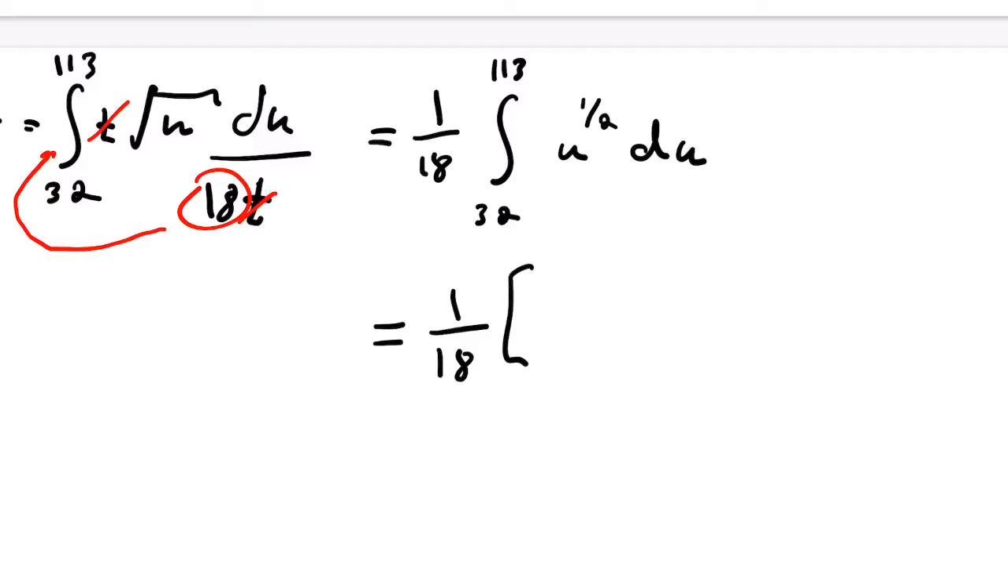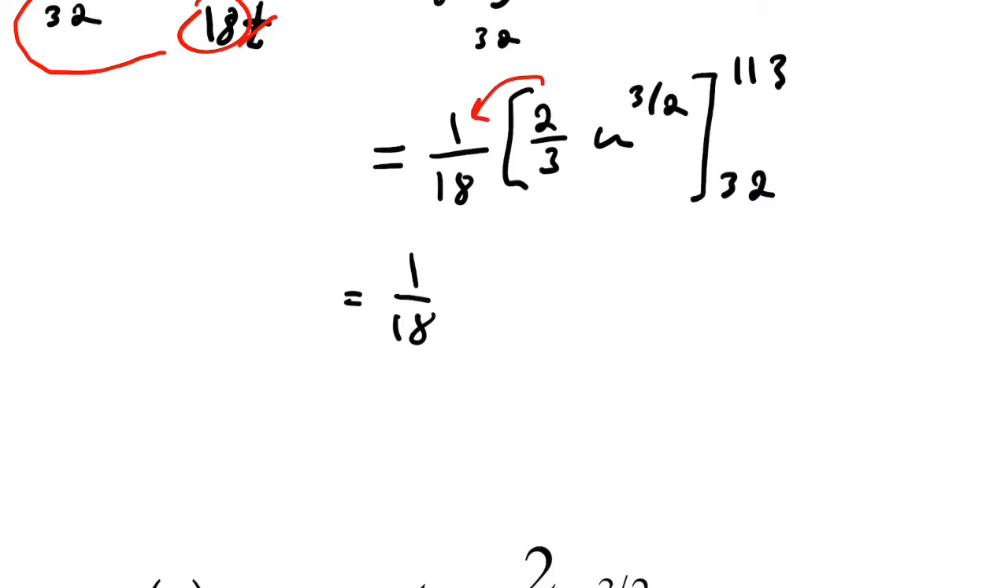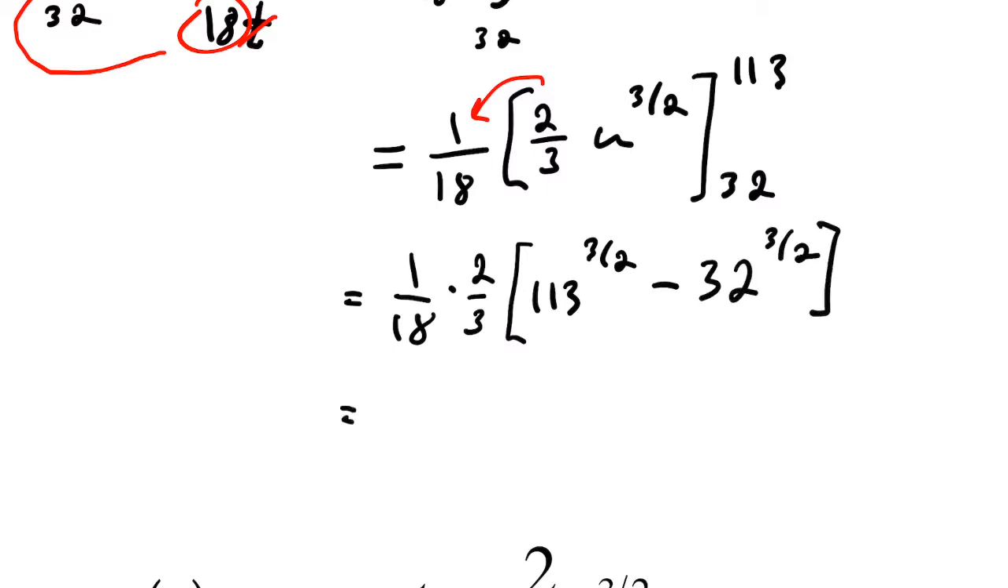The antiderivative of u to the 1/2 would be 2/3 u to the 3/2. And our boundaries on that are 32 and 113. I'm going to pull this 2/3 out front and multiply it with the 1/18. So we'll have 1/18 times 2/3. And then I have u to the 3/2, so that'd be 113 raised to the 3/2 minus 32 raised to the 3/2. From here, we're going to get decimals no matter what we do. So I'm just going to throw all this in the calculator. And then this is equal to 37.785.